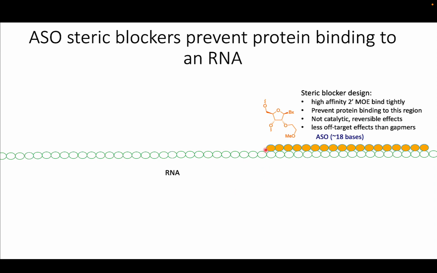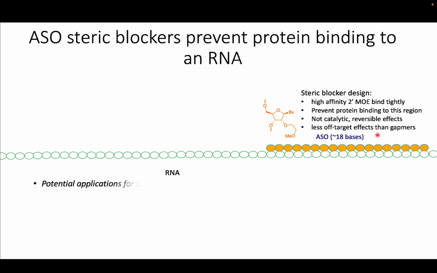Now, if we design the oligonucleotide instead using the methoxyethyl sugar throughout the length of the ASO, now there's no gap. It doesn't recruit RNase H, but what this will do instead is to prevent protein binding to this region of the RNA if it's binding tightly enough. And of course, this is not a catalytic process, it's reversible. This can go on and off with the binding, and so therefore there are going to be less off-target effects than gapmers. There's nothing irreversible that's happening.